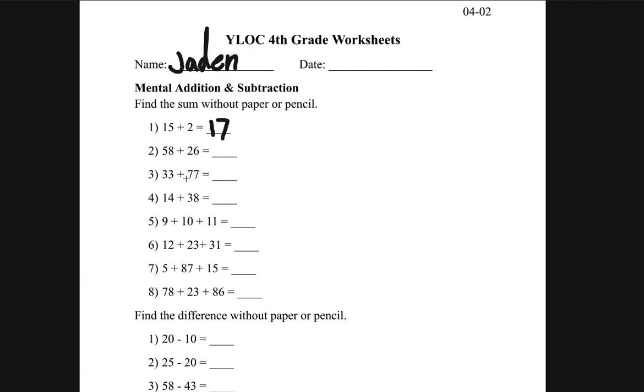Let's do something harder. Let's look at number 3. We look at the ones place. 3 plus 7 is 10. Then we look at the tens place. 3 plus 7 is 10, so it'll be 110, since we just add the 1.